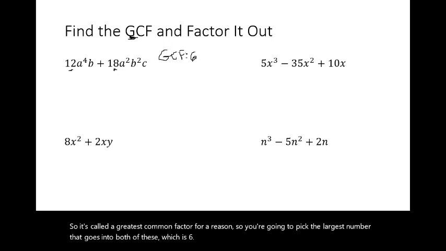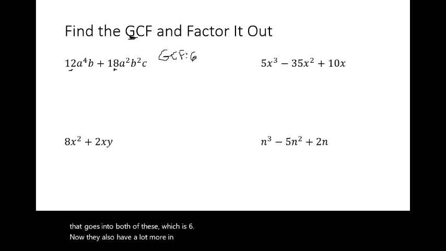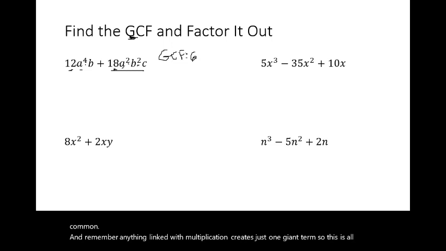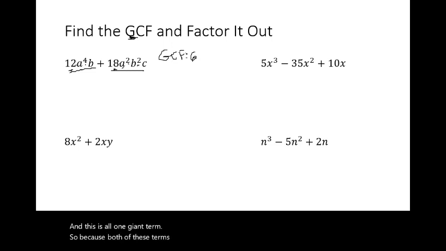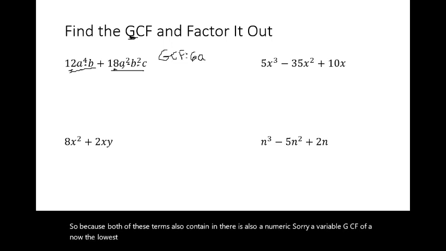Now they also have a lot more in common. You might also notice that they both have an a in common. And remember, anything linked with multiplication creates just one giant term. So this is all one giant term. And this is all one giant term. So because both of these terms also contain an a, there is also a variable GCF of a. Now the lowest power of a that appears in both of these is a to the power 2. So your greatest common factor is going to include a squared.